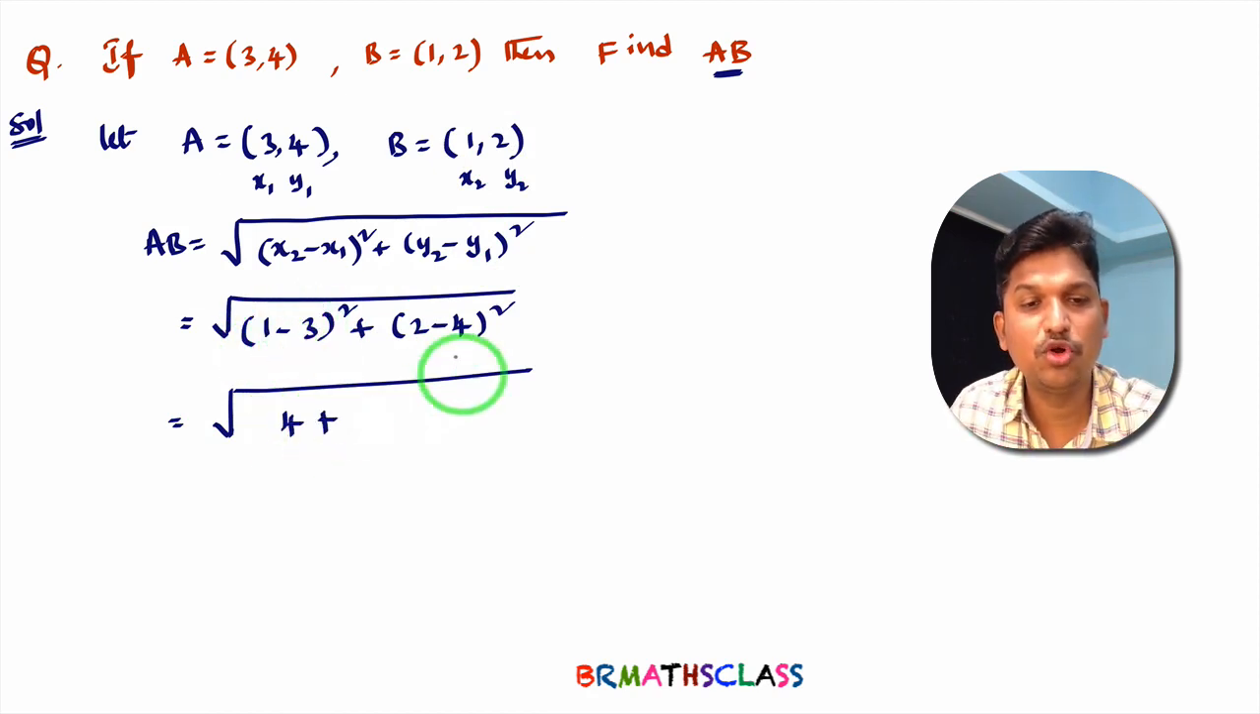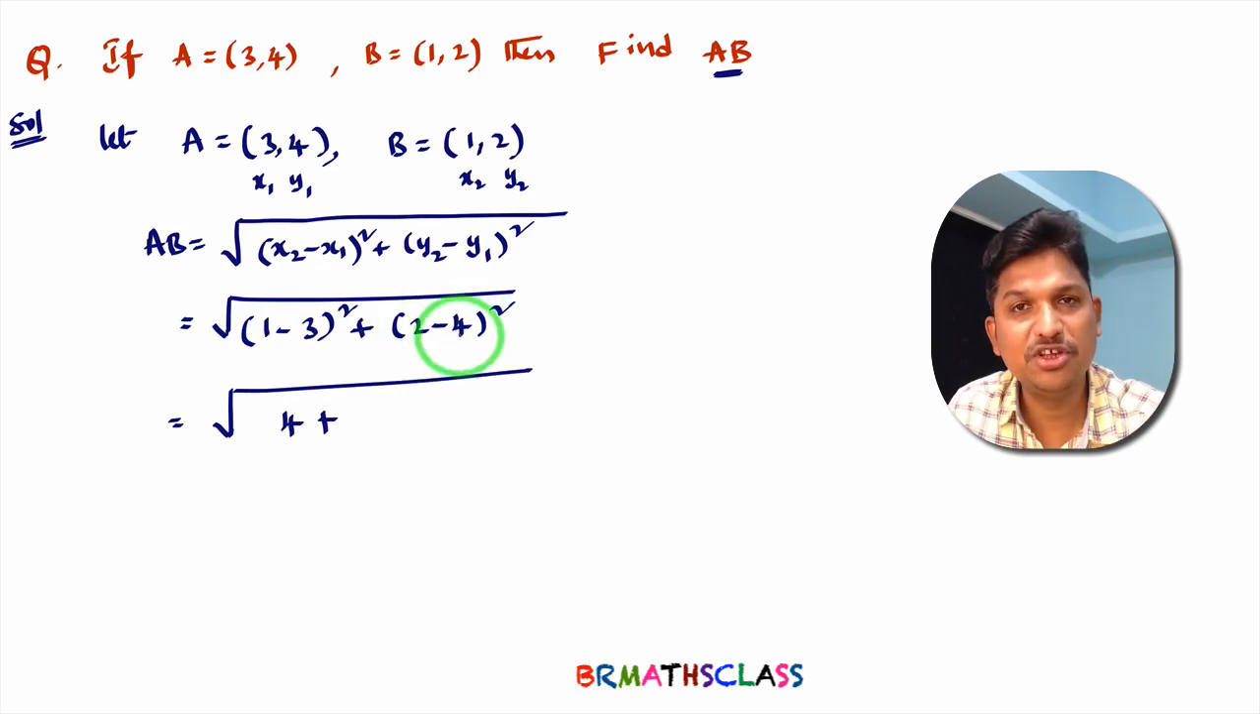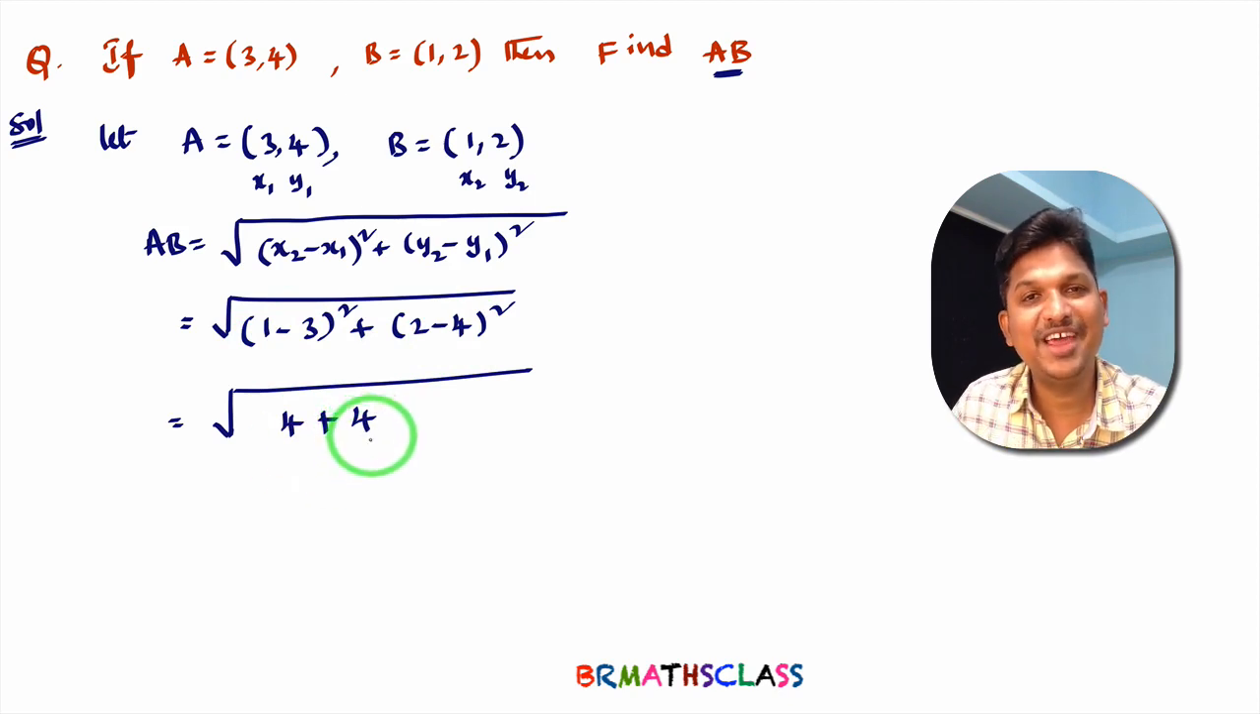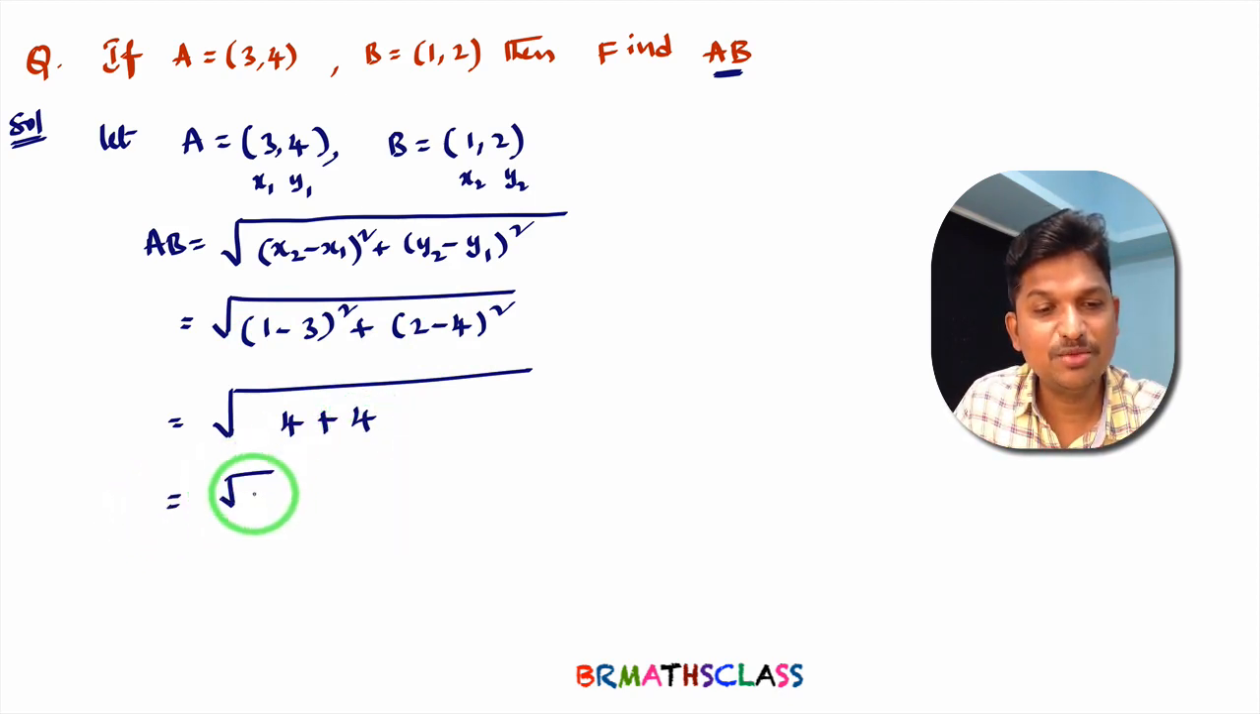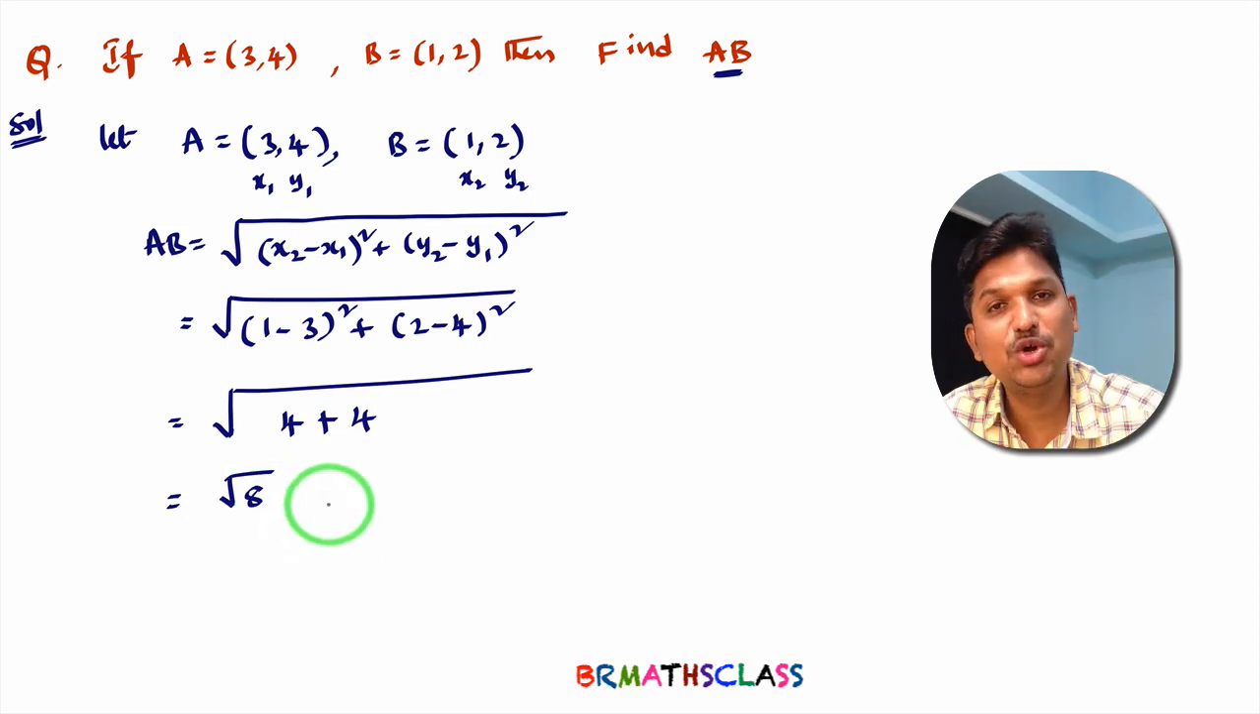Minus 2 whole square is 4. 2 minus 4 is what? 2 minus 4 is minus 2. Minus 2 whole square is what? Minus 2 whole square is 4. 4 plus 4 is 8. Okay. So distance between these 2 points is root 8.